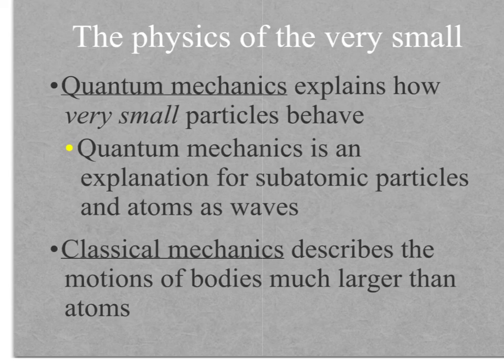So quantum mechanics describes how very small particles behave. And this is also an explanation for the subatomic particles like the protons, neutrons, and electrons, and atoms as waves. Classical mechanics describes the motion of things that are a lot larger than atoms. So quantum mechanics deals with things that are very small. Classical mechanics deals with things that are large.